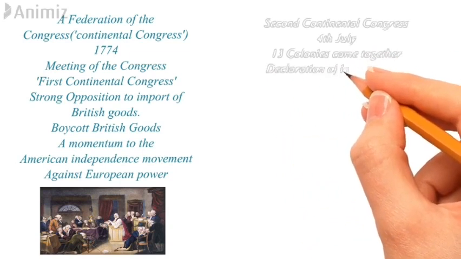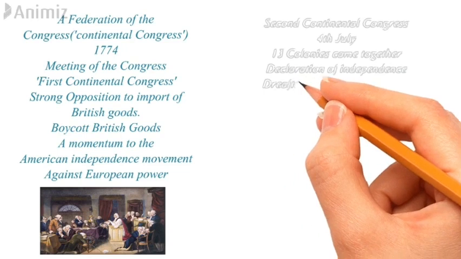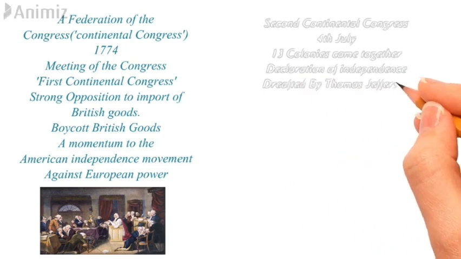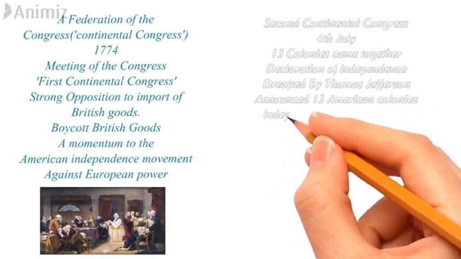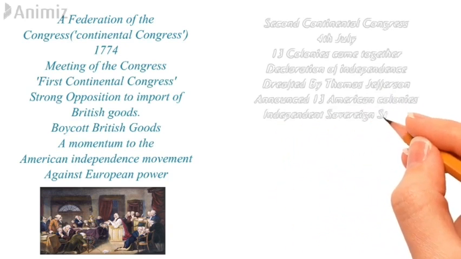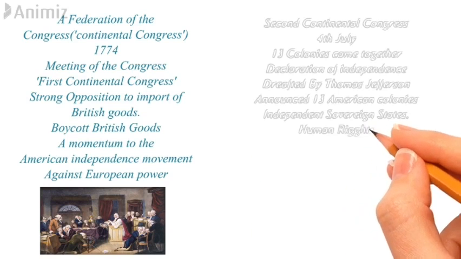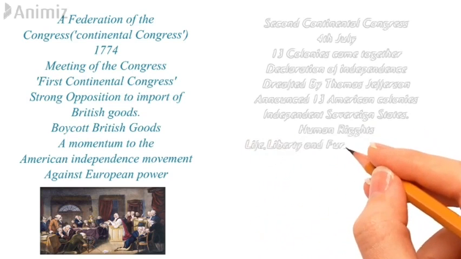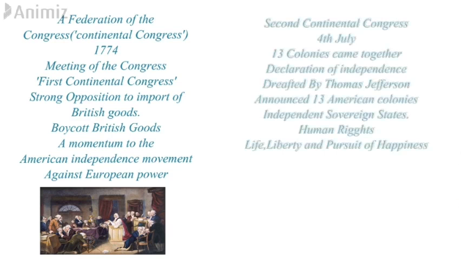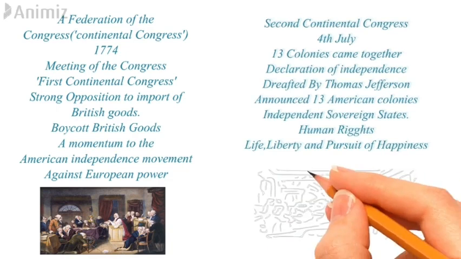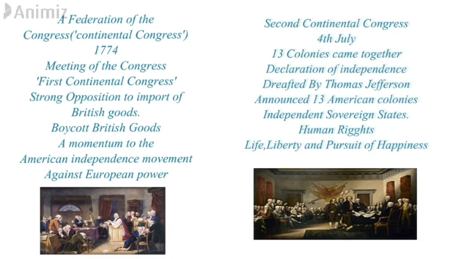The Second Continental Congress was held on 4th July. Thirteen colonies in America came together and declared independence from Great Britain. A document known as the Declaration of Independence was adopted. This document was drafted by Thomas Jefferson. The crucial point of the document announced that the 13 American colonies were independent sovereign states. Life, liberty, and pursuit of happiness were the key points.